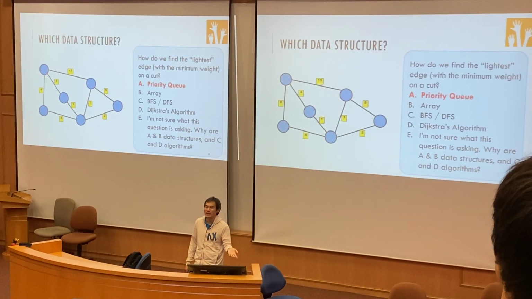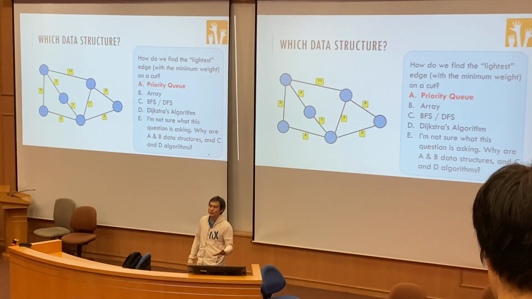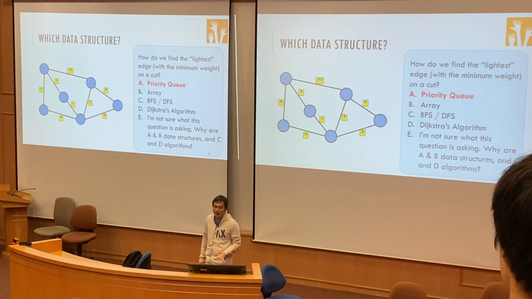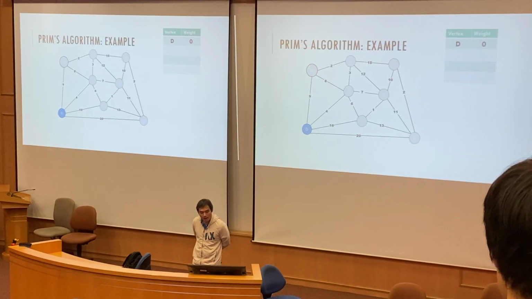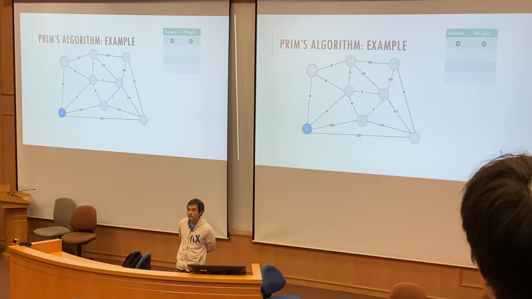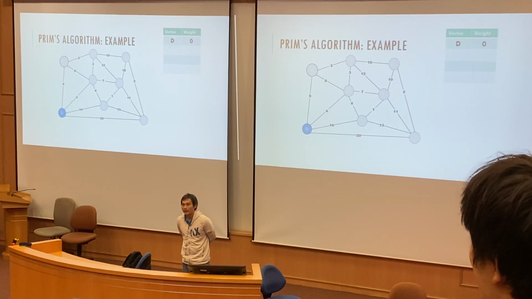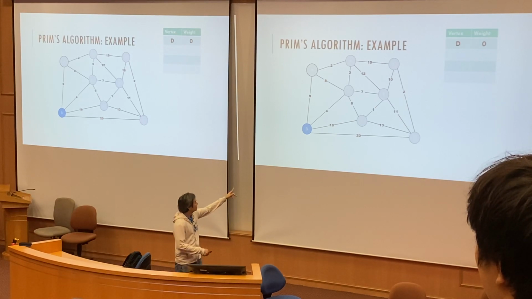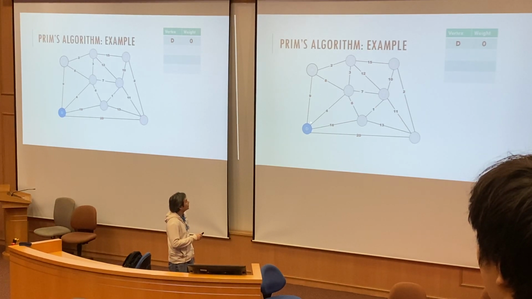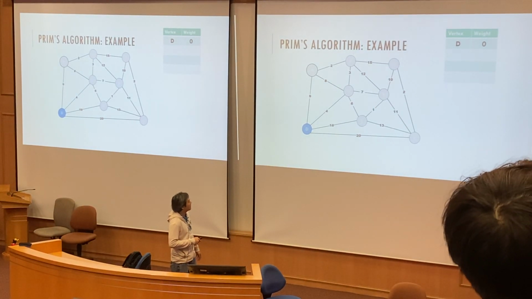Whether you use implemented minimum or maximum or AVL, it allows you to find these things. So we want to use a priority queue. Okay, let's go through an example here. So let's just say I add D. D is the first node in my MST.